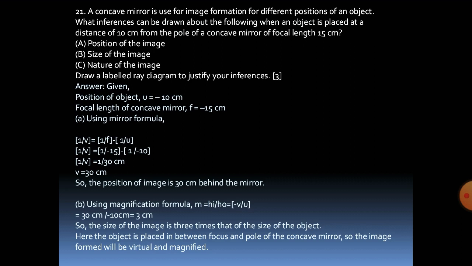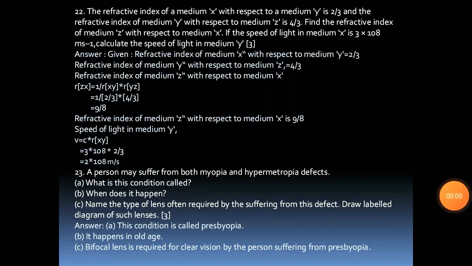By putting the values of the focal length and the object distance, you can calculate the image distance, which comes out to be 30 centimeter behind the mirror. And also you can calculate the height and the size of the image by using the magnification formula: height of image upon height of object is equal to magnification, which is equal to negative of image distance upon object distance. And on putting the values, you calculate the height of the image, which comes out to be 3 times that of the size of the object.